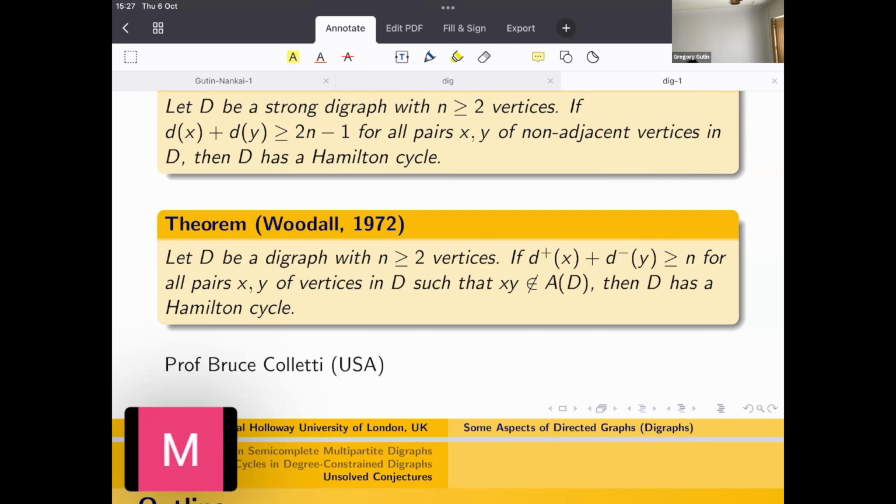Another thing happened about six or seven years ago. There is a theorem which Gallai and Milgram proved in 1960, which generalizes Rédei's theorem. The Gallai-Milgram theorem.